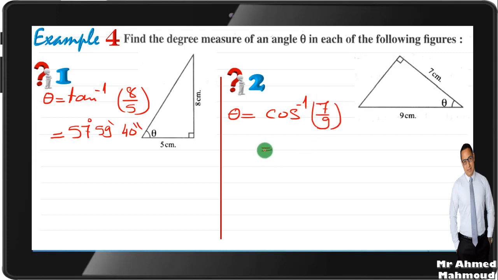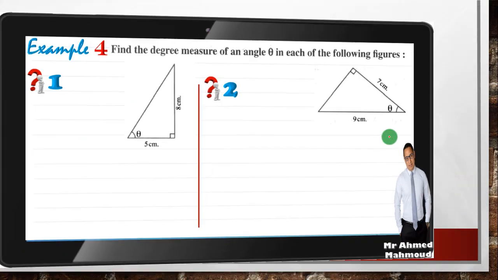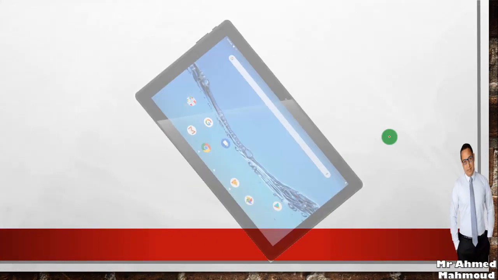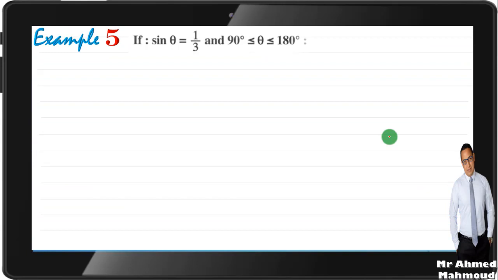It's equal to 38 degrees 56 minutes and 33 seconds. Example 5.